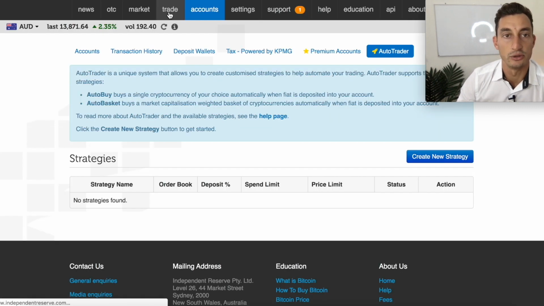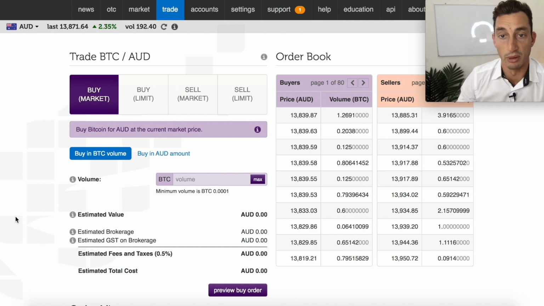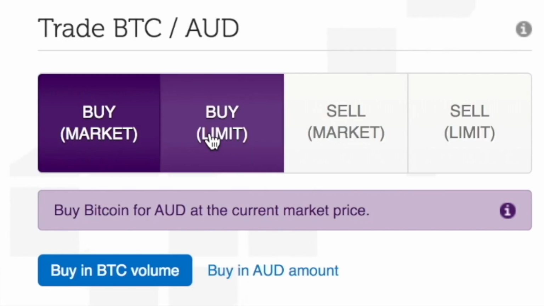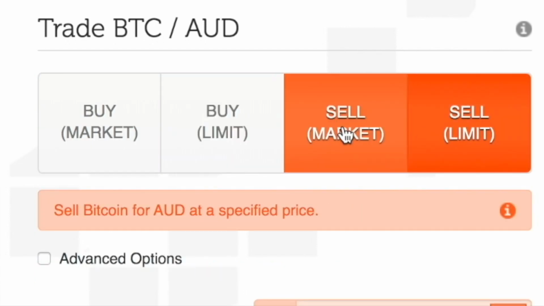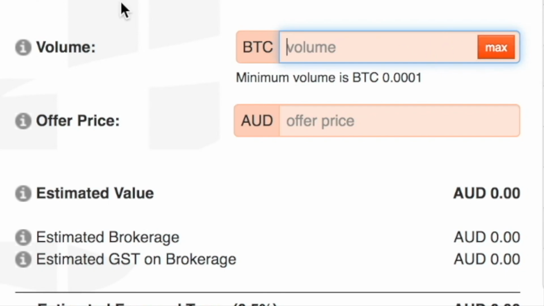Now we're going to head over to trade, and I'll just show you quickly how to buy and sell if you didn't want to use auto buy. But of course, the purpose of this video is the dollar cost averaging using Independent Reserve. And as you can see here, it's just a regular trading desk: buy at market, buy limit, sell at market, or sell limit. And you just toggle between these up here and add in your volume that you want, depending on which cryptocurrency that is.